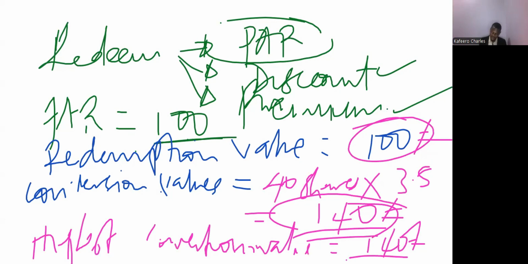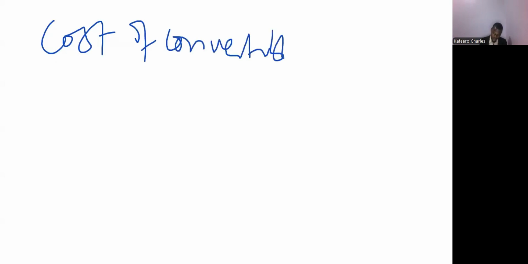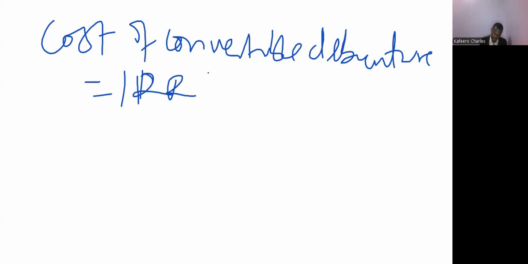So having known that, then we know that for us to be able to get the cost of a convertible bond, the cost of a convertible bond, we said it equals the IRR. We compute it in the same way that we do for the redeemable debt. So the cost of the convertible bond, convertible debenture, is equal to IRR. But we adjust it for tax, if the tax rate has been given to us.